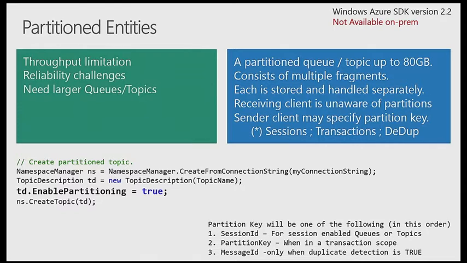And the third case is duplicate detection. Duplicate detection is a really useful feature where you may send the same message multiple times, and we will remove those duplicates. You specify a duplicate detection window on your queue or topic, and we will throw the duplicates. In order to guarantee that, we need this to be partitioned. So this is a case where we will use a message ID. And message ID is something that we automatically generate for each message, unless you tell us otherwise.